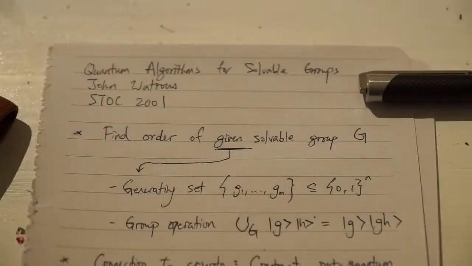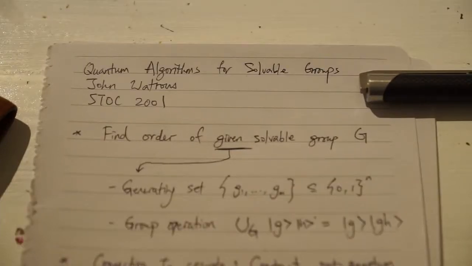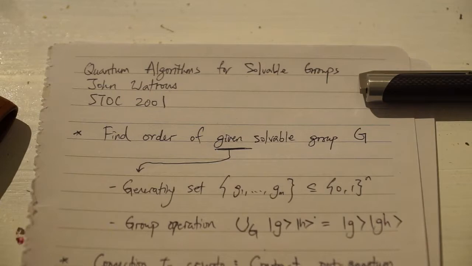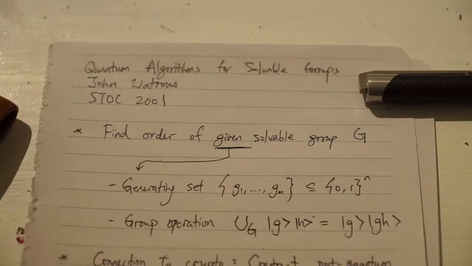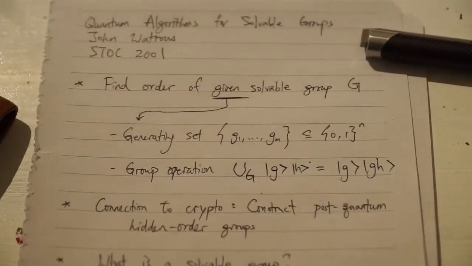Hey, I'm Russell. Today I want to talk about the paper Quantum Algorithms for Solvable Groups, by John Watrous, published in STOC 2001. When we say quantum algorithms for solvable groups, we mainly mean a group order finding algorithm.